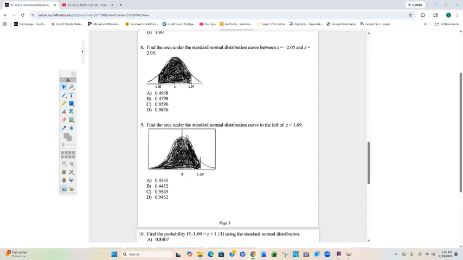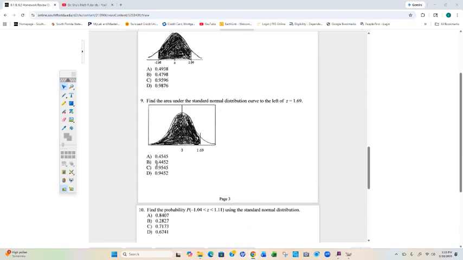0.9596. Number 9, find the area under the standard normal distribution curve to the left of z equals 1.69. A is 0.4545, B is 0.4452, C is 0.9545, and D is 0.9452. Okay, think about that one.